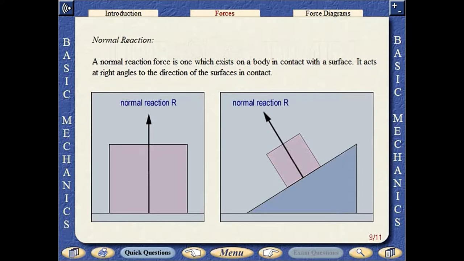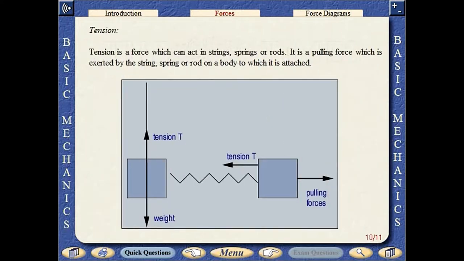A normal reaction force is one which exists on a body in contact with a surface. It acts at right angles to the direction of the surfaces in contact. Tension is a force which can act in strings, springs, or rods. It is a pulling force which is exerted by the string, spring, or rod on a body to which it is attached.